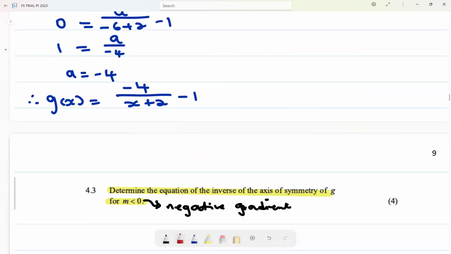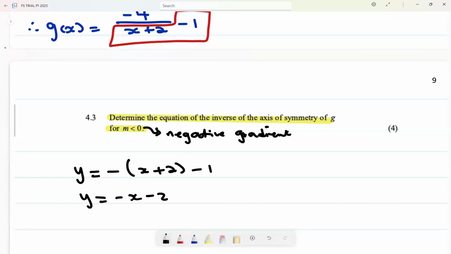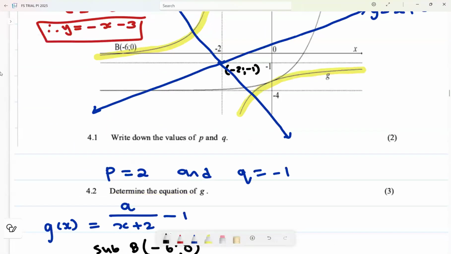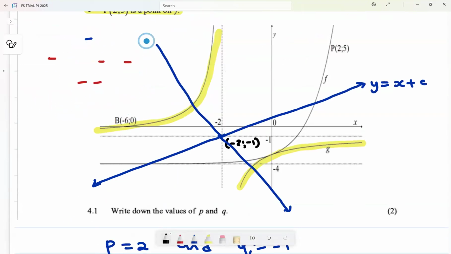Or what you can do, you can come to this equation and take the one with the negative gradient, I'm going to just say negative, and then put x plus 2 inside the bracket, and then -1. Then you'll see that it is -x minus 2 minus 1, which is just -3. Can you see now the equations that I've rewritten here are the same, -x minus 3. So yes, guys.